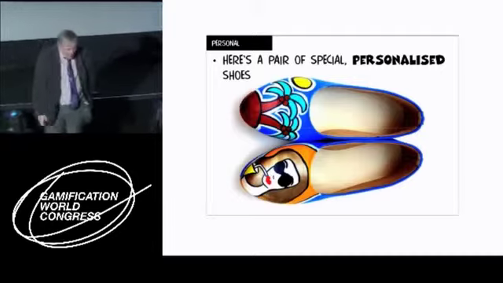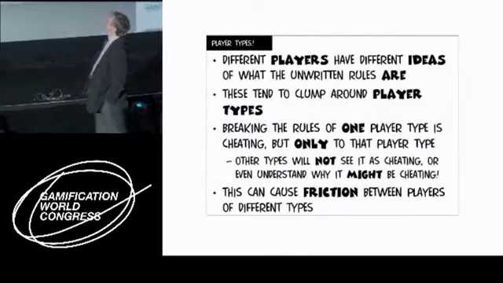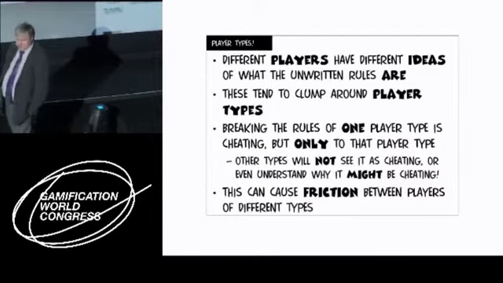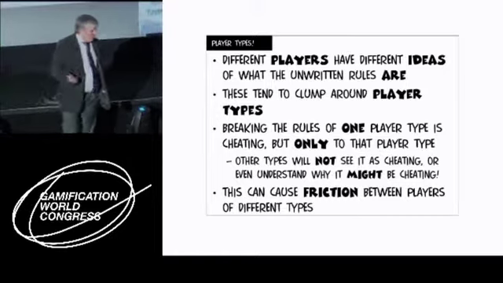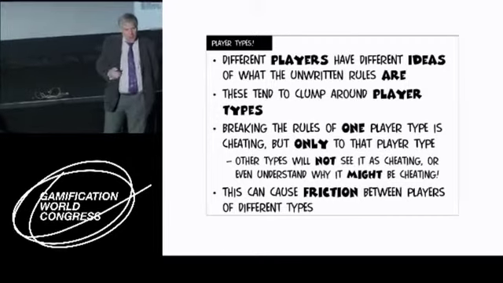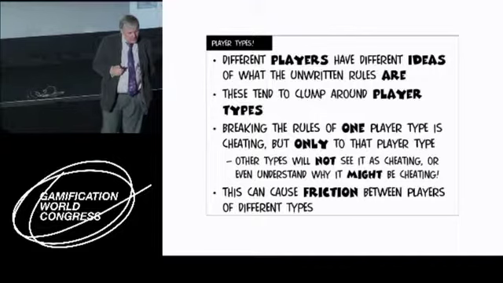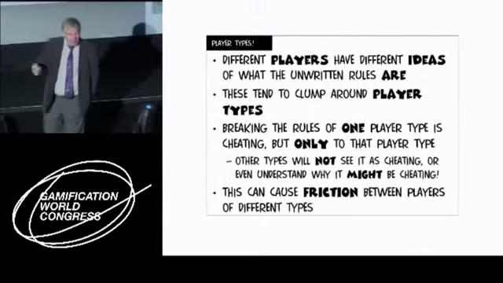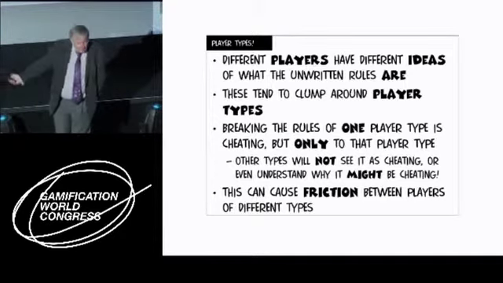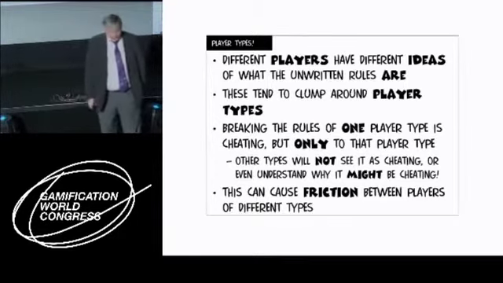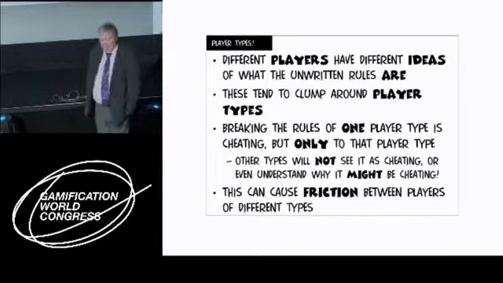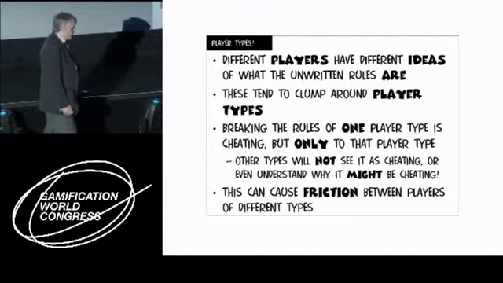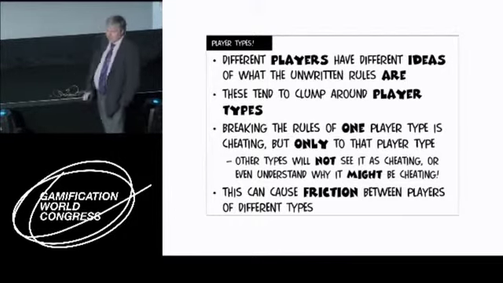Right, so different players have different ideas of what the unwritten rules are, and these tend to clump around player types. So breaking the rules of one player type is cheating, but only to people of that player type. All the other player types will not see it as cheating, and they might not even understand why it would be seen as cheating. And this can cause friction between player types, which, if you like drama, is good, and if you like paying for the customer service of dealing with drama, is bad.